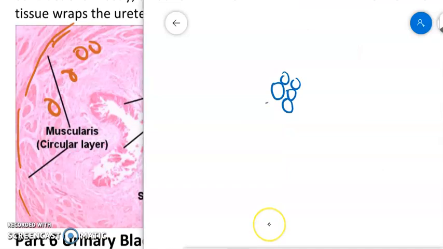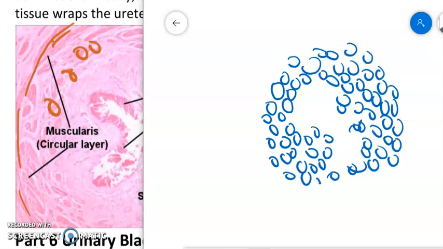So let's draw that. The first thing I'm going to do is draw the mucosal layer. It's easy to draw from the inside of the tube to the out. And the nice thing about drawing transitional epithelium is it's such an amorphous tissue. You can make it amorphous. Might delete a little bit of it. And we'll label this mucosa.